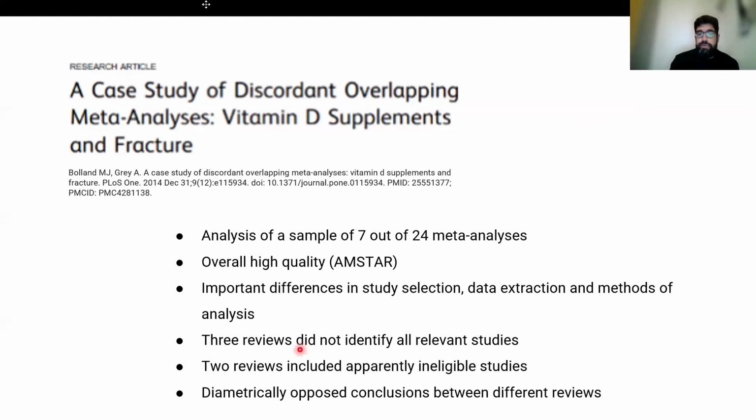3 reviews among those 7 did not identify all relevant primary studies, and 2 reviews included apparently ineligible studies. And what this caused is that they showed diametrically opposed conclusions between different reviews. So it seems that it depends on what review you're reading, the conclusion you're getting. So that's kind of a problem, especially when you're making recommendation decisions or you're part of a guideline development group.